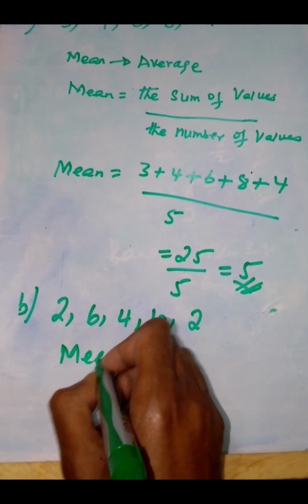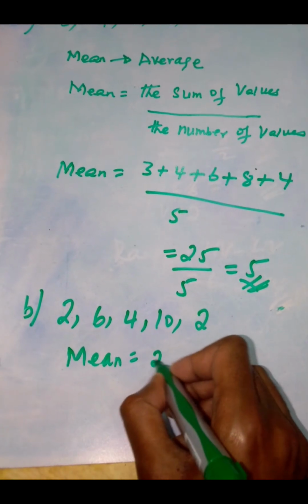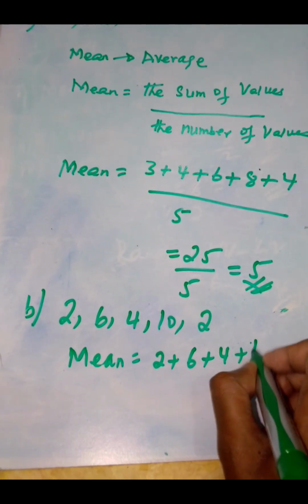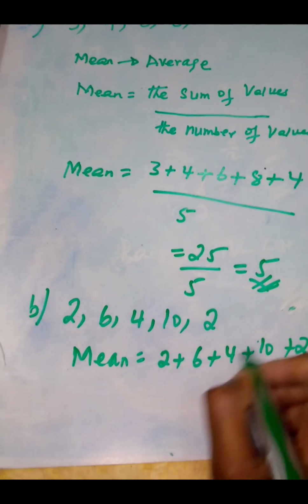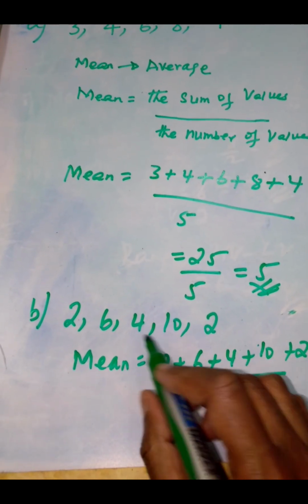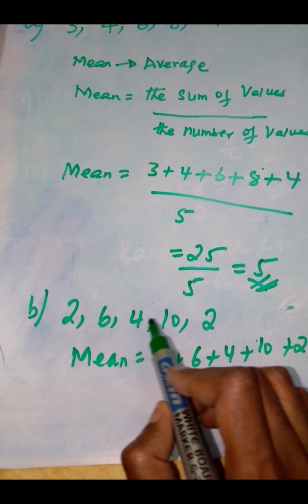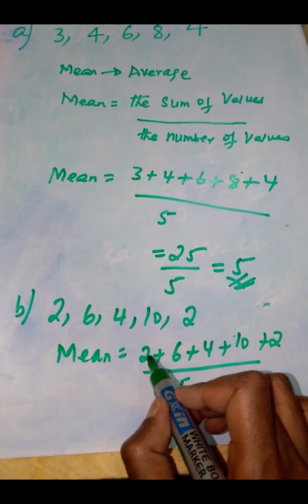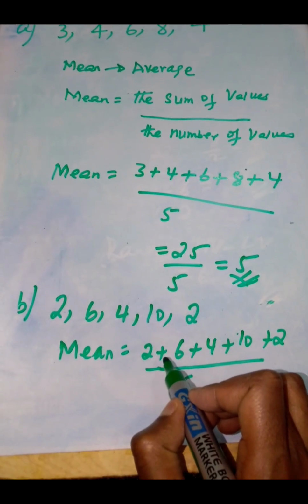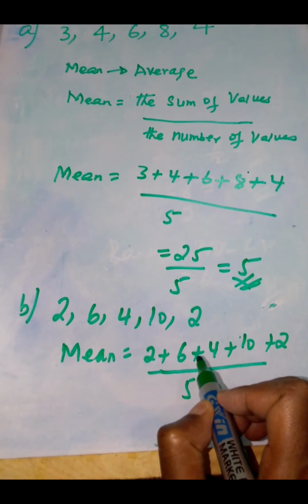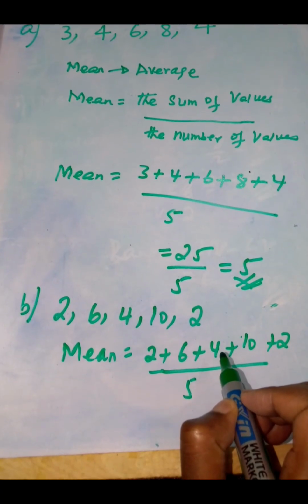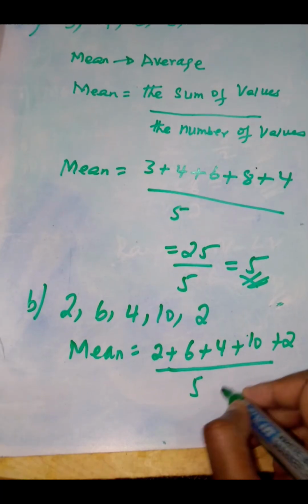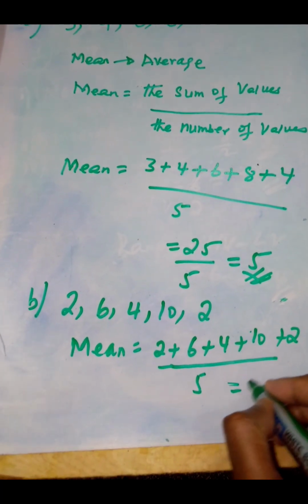Mean equals the sum of values, meaning 2 plus 6 plus 4 plus 10 plus 2, over the number of values. 1, 2, 3, 4, 5. Yeah, over 5. So let us add it together. 2 plus 6 is 8. 8 plus 4 is 12. 12 plus 10 is 22. 22 plus 2 is 24. Yeah, the sum is 24 here.